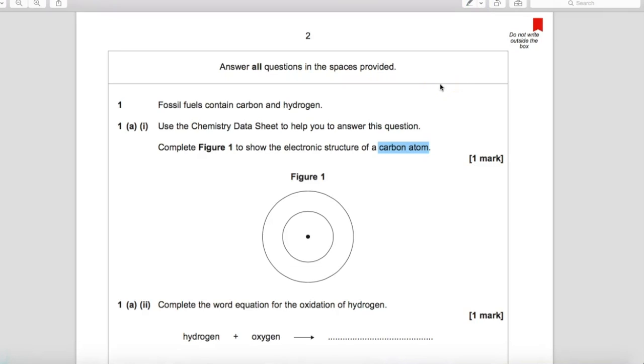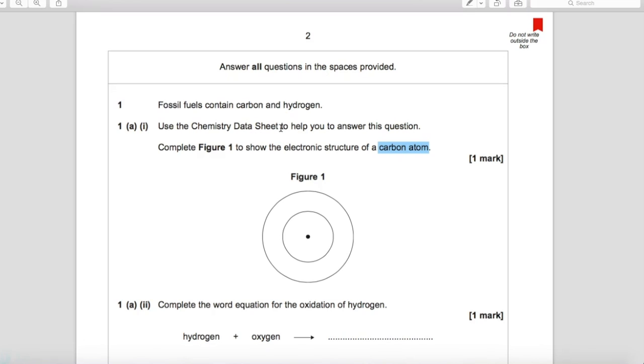Okay, so we're going to start with this first question. This first one's looking at an electron diagram, it seems. We're not quite sure which one yet, but I have highlighted. If we look at the question, it's asking us to complete the figure to show the electronic structure of a carbon atom. So we know that carbon has 6 electrons. We know that because we've gone to our chemistry data sheet, we'd have had a look at the periodic table, and it says that carbon has 6 electrons.